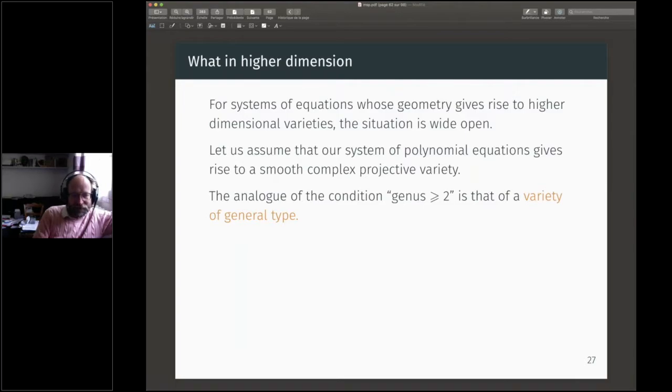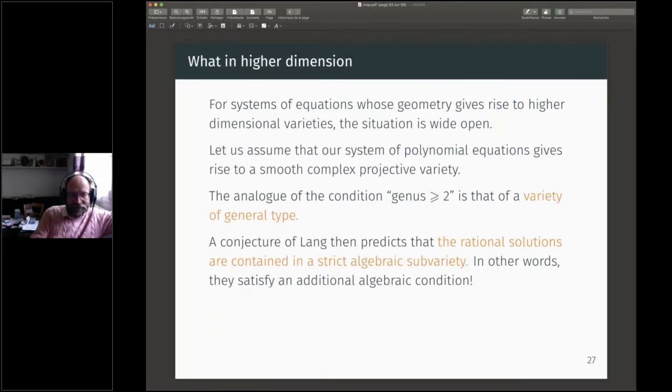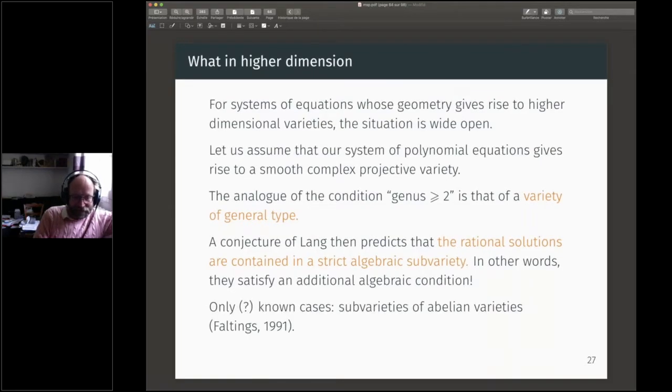There is an analog for the condition genus greater than 2, which is called a variety of general type. And there is a conjecture by an American mathematician, Serge Lang, that predicts that the rational solutions must be contained in a subvariety. To say it in simple words, if you look at the rational solutions, they will always satisfy additional algebraic conditions, which you cannot guess from the initial system of equations. It's known in very few cases, which are complicated to explain. It's called subvarieties of abelian varieties, but that's okay.